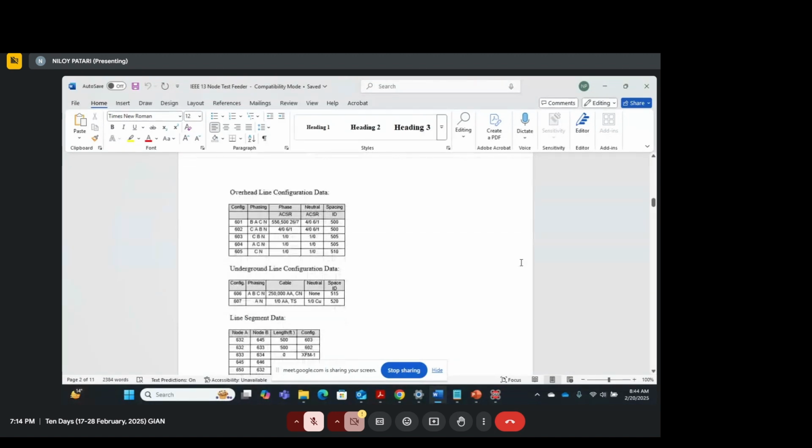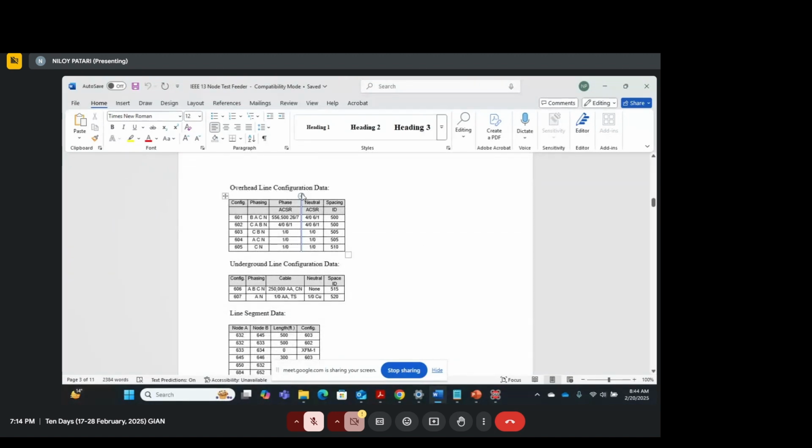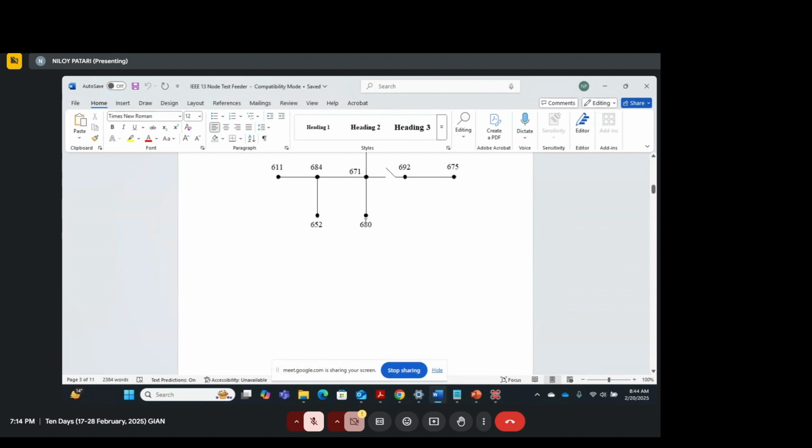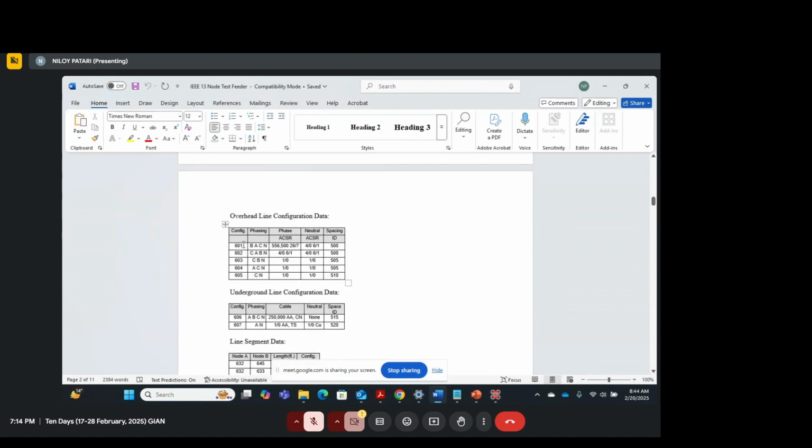First, they define some overhead line configurations, right? What I mean by this is that there are 5 types of overhead line configuration that they're describing, and these 5 types of overhead lines are also used in this particular model. So there is this line code, 601. It can be 1001 also, right? But they have just given it as 601.